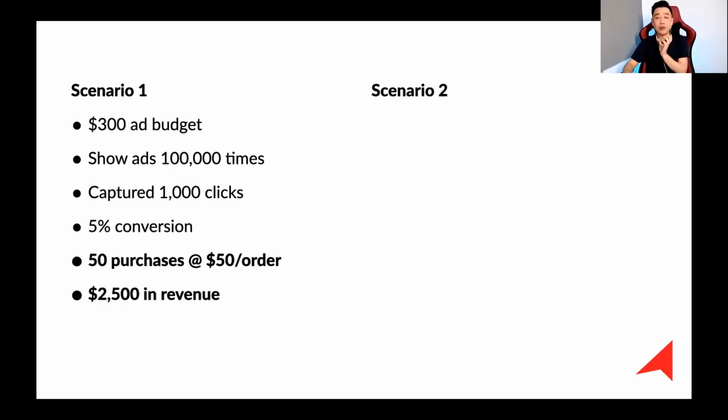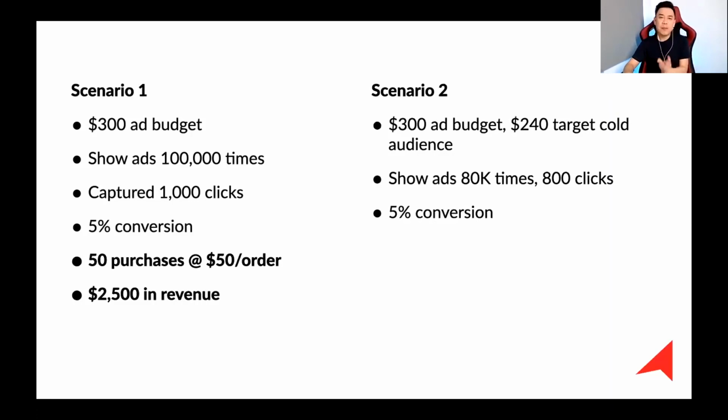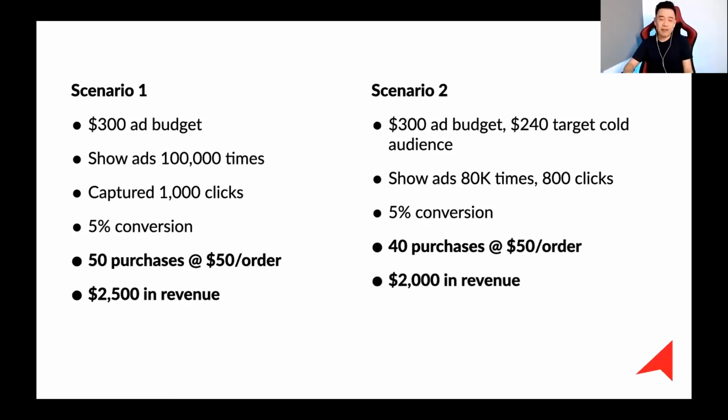Now I want to show you the second scenario, whereby if you use the two-step funnel framework, we usually spend the same $300, but we spend 80% of our budget on the first advertisement, which targets the cold audiences. This $240 is going to send my ads to my audiences about 80,000 times, and I'll get about 800 clicks. If I still get about a 5% conversion rate, I'll get about 40 purchases at $50 per order, so about $2,000 in revenue.